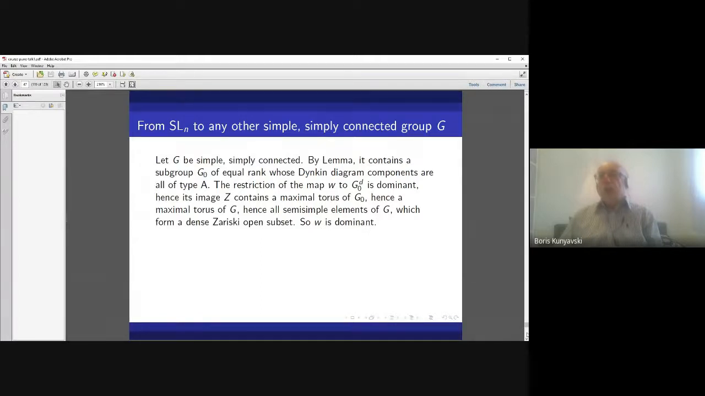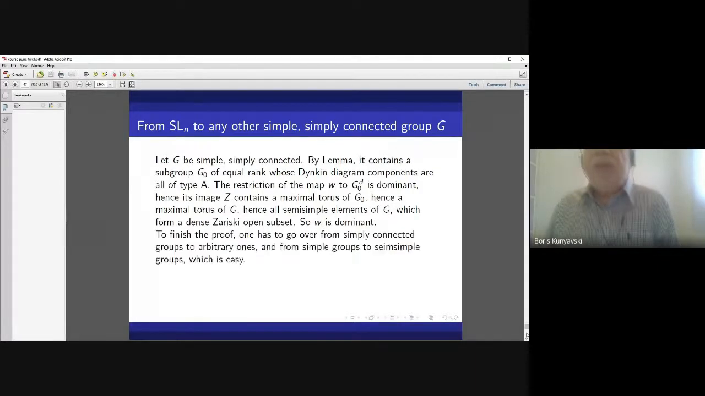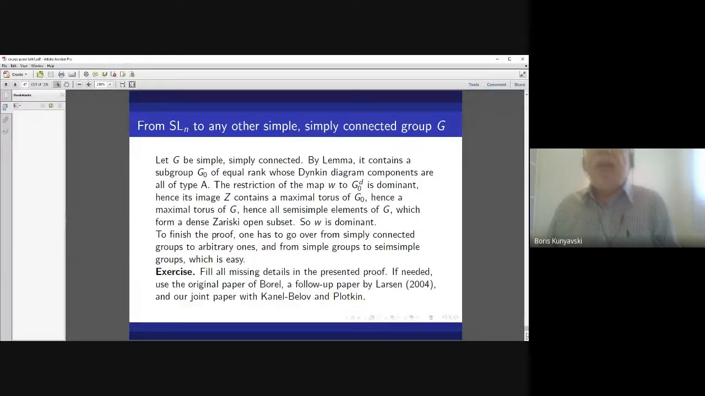Here one should put G0 to the power D. And then it contains all semi-simple elements of G, which, as we know, form a dense Zariski open subset. So W is dominant. And the final arguments, to go over from simply connected to arbitrary and from simple to semi-simple, are very easy. There is another misprint here, sorry. This is left as an exercise.